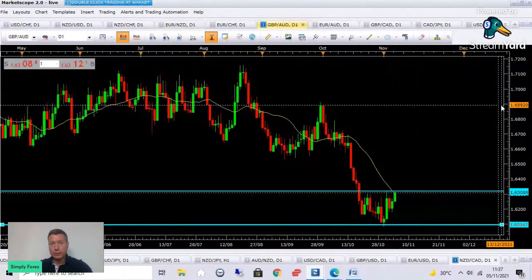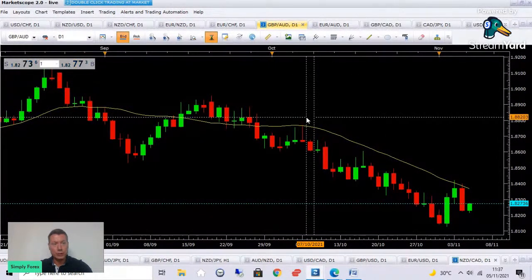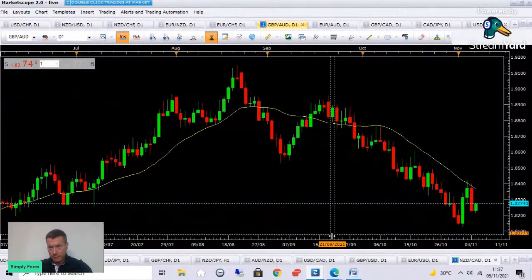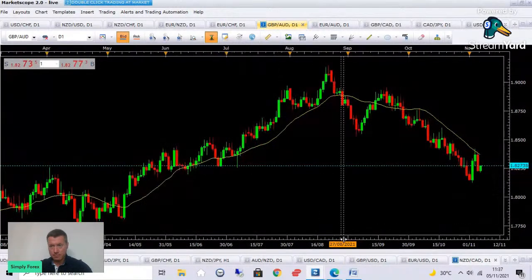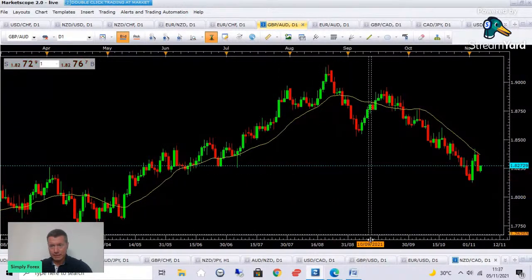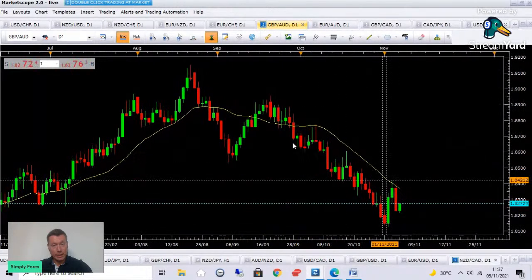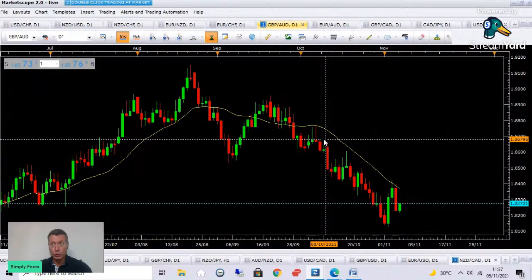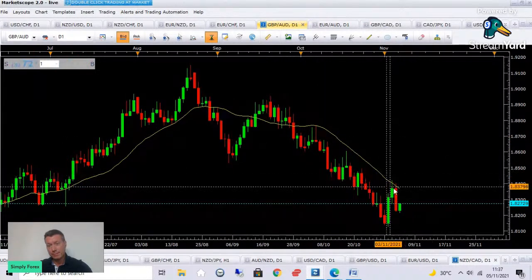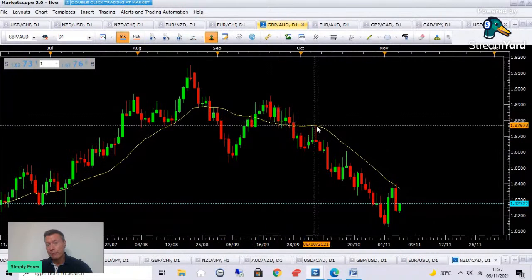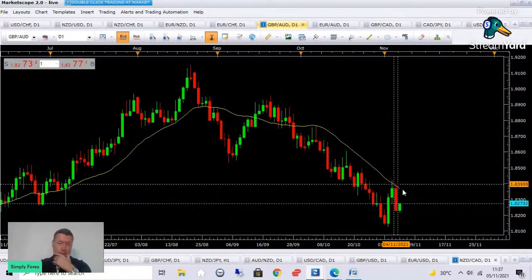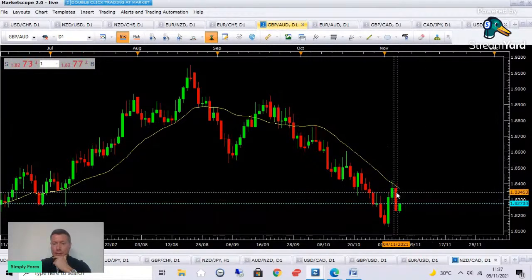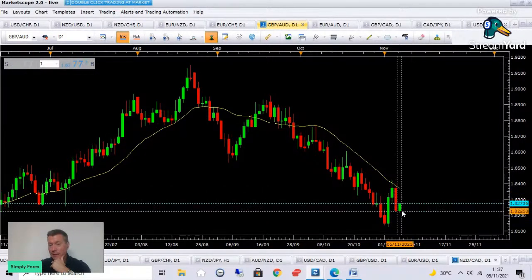Next one, guys, GBP Aussie dollar, so pound Aussie dollar. So what am I seeing here? Right, so market structure is short. Sometimes the moving average 20 acts as a moving support or resistance, guys. We can see here price has bounced off of that zone, and we've got a large bearish candle.